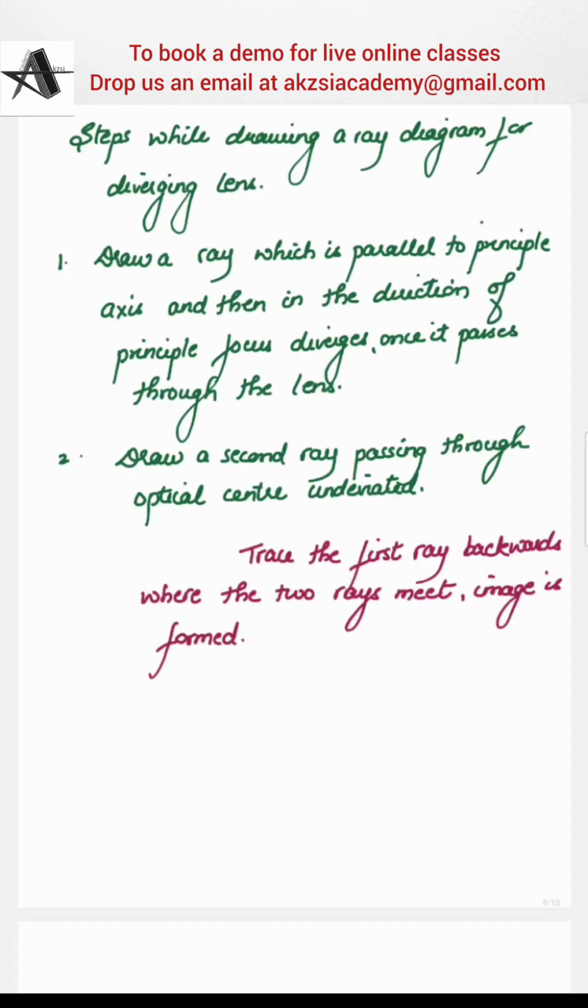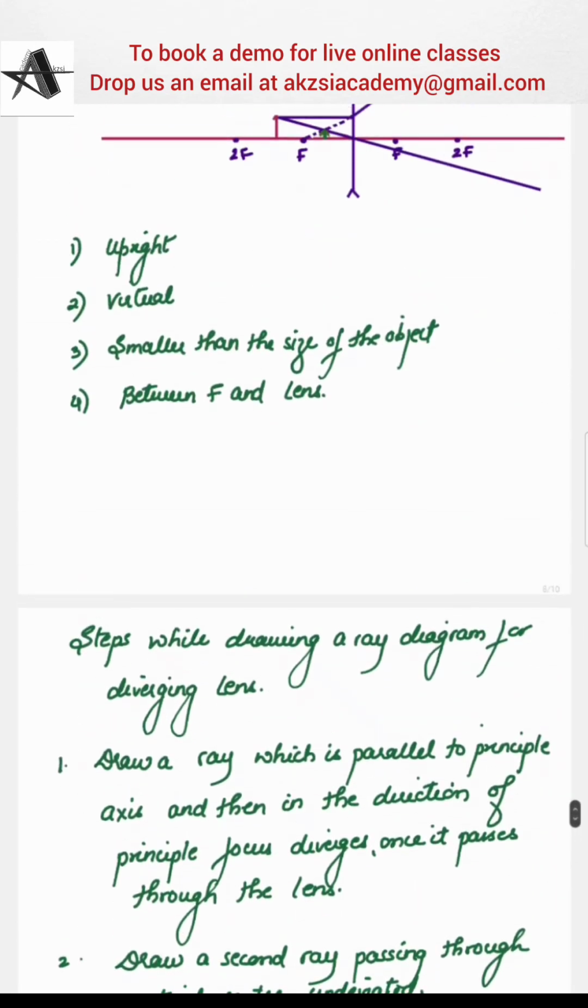So what are the steps you have to follow while drawing a ray diagram? You can clearly see if you have to write down the steps how to draw the diagram. It's simple. You have to draw a ray which is parallel to the principal axis, and then in a direction of F, it will diverge. You need to trace it back so that it can meet to the line to the second ray which passes through the optical center undeviated. Where they both meet, this will give you the image formed by the diverging lens. We have already seen this one.